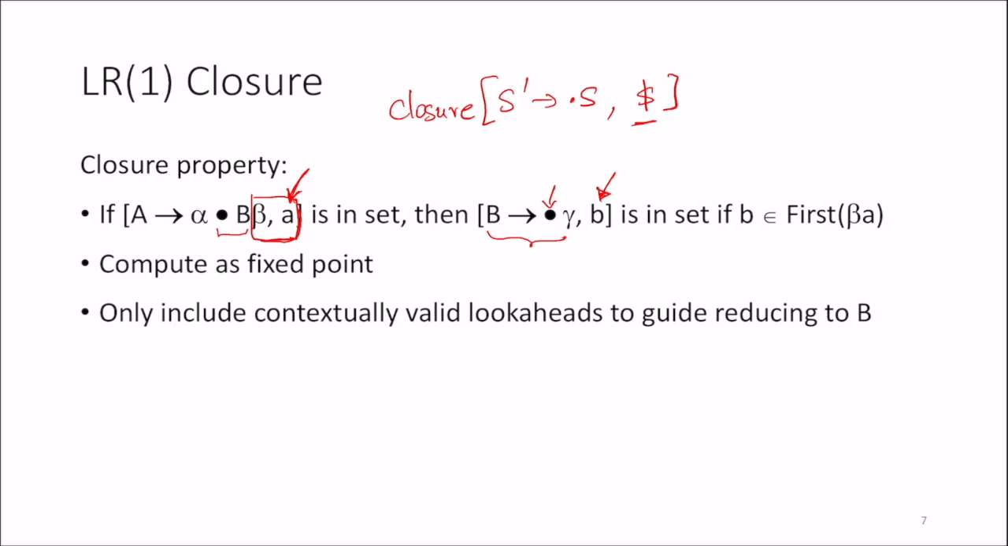So it's not just beta, but it's also A. And B is going to be computed by taking the first of beta A. So notice beta is the context just after this non-terminal B in the rule. The clever thing about this first of beta A is that if beta is the empty string, then you just inherit the look ahead directly from the look ahead of this dotted rule, right?